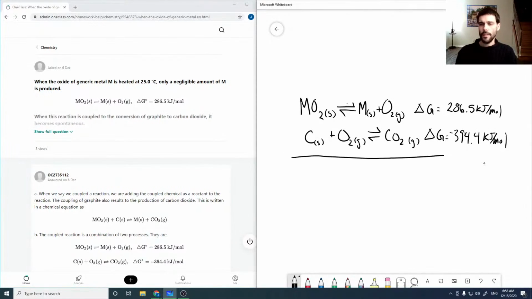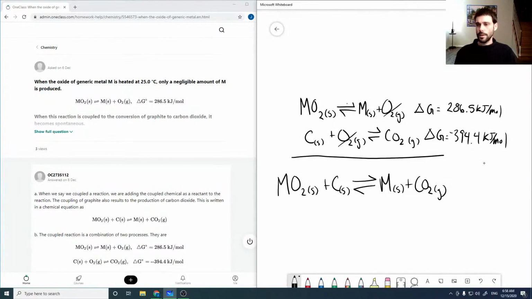So we really just add these up and cancel the ones that'll be the same on both sides. So now we have MO2 plus M solid plus CO2 gas. And our delta G for the reaction, we can also just add up. So our delta G is then minus 107.9 kilojoules per mole.